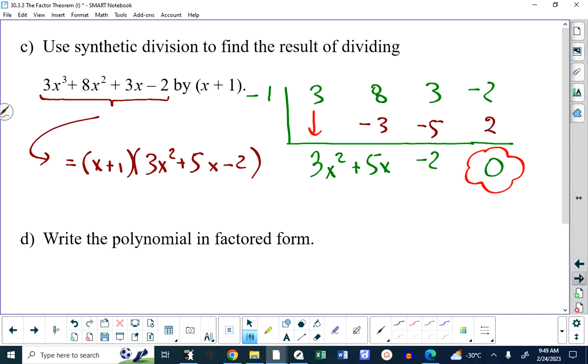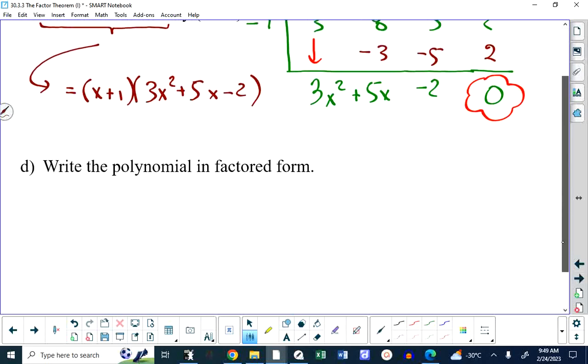And question D says, write the polynomial in factored form, but we have whittled away this degree 3 polynomial into a linear factor and a quadratic factor. You ought to be able to factor the quadratic one. I'm a trial and error kind of guy. I will tell you right now, I don't know if we had this discussion.